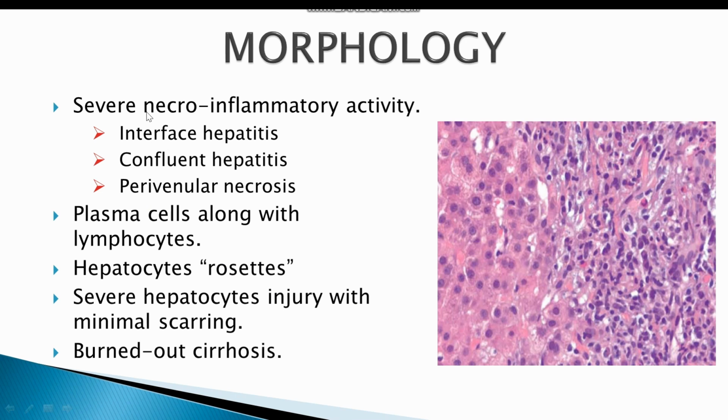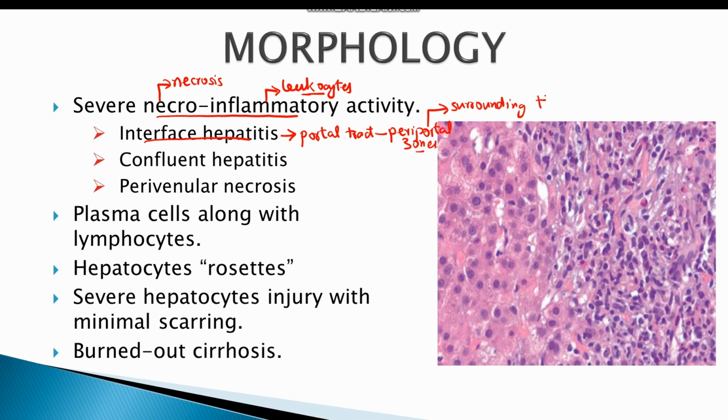The morphological picture reveals severe necroinflammatory activity. Necro means necrosis, and there is presence of leukocytes as well, causing inflammation. The typical features of autoimmune hepatitis include interface hepatitis, which means there is inflammation of the portal tract and it is extending into periportal zones. Periportal means surrounding the portal tract. Moreover, there is confluent hepatitis or confluent necrosis, which means necrosis involving multiple lobules of the liver.